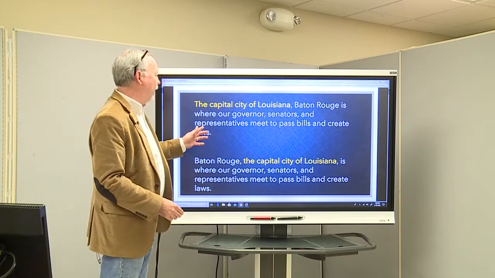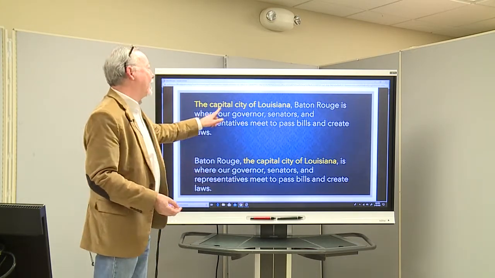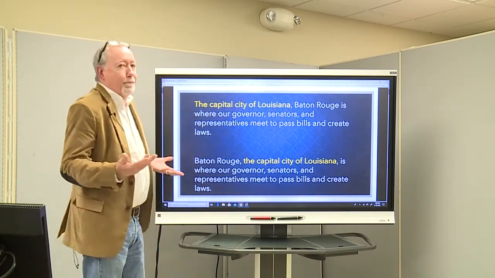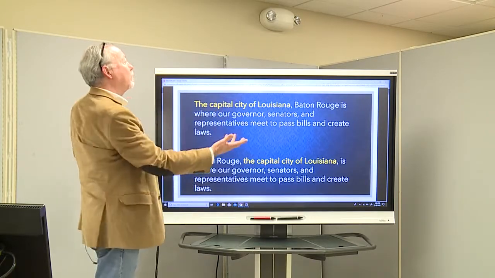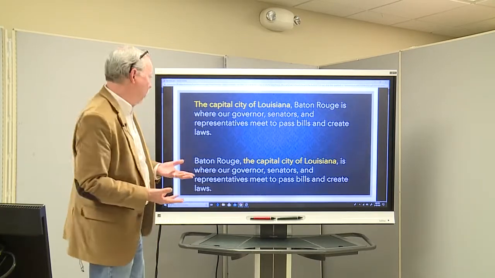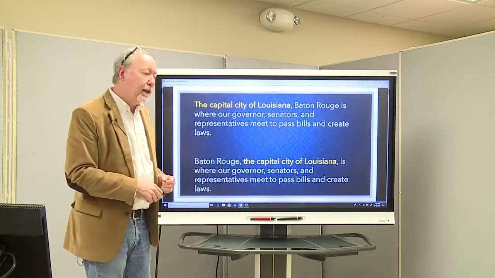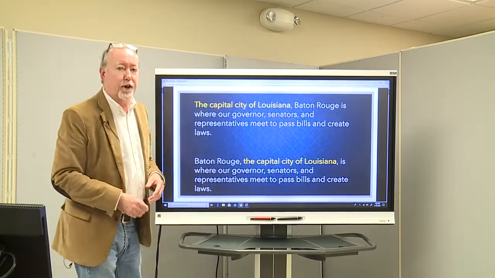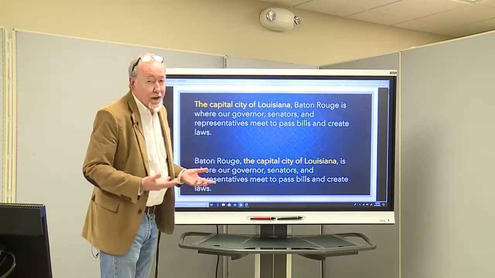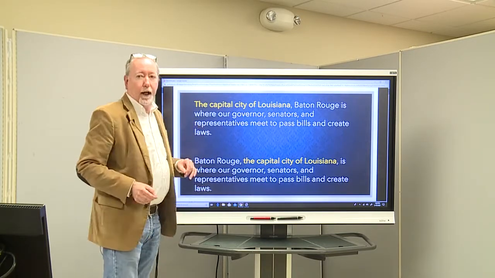Here I've taken it and I put it behind the noun, just like in the first example with New Orleans. But here I'm using the same thing and I'm simply putting it in front of the noun. Both work, both are correct. The capital city of Louisiana, Baton Rouge, is where our governors, senators, and representatives meet to pass bills and make laws. Or Baton Rouge, the capital city of Louisiana, is where, you get the picture. Either way it works. Both of these are correct. And honestly, I think both of these sound a lot better than that first simple version of the sentence that we did.